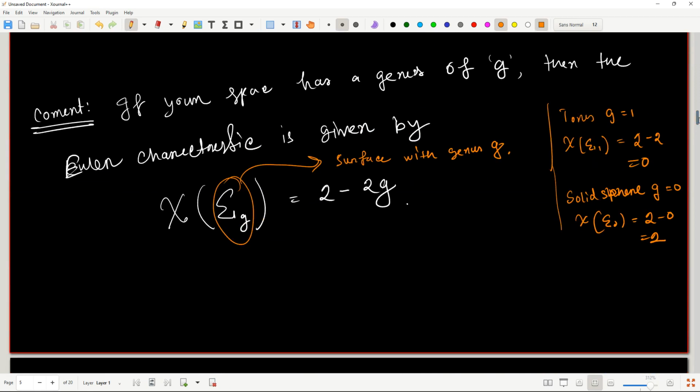So this concludes our discussion of the computation of Euler characteristics for these polyhedra or the figures in 3D. The next thing we're going to talk about is something called a connected sum, and this is a connected sum of topological spaces. So now let's move on and talk about the connected sum.